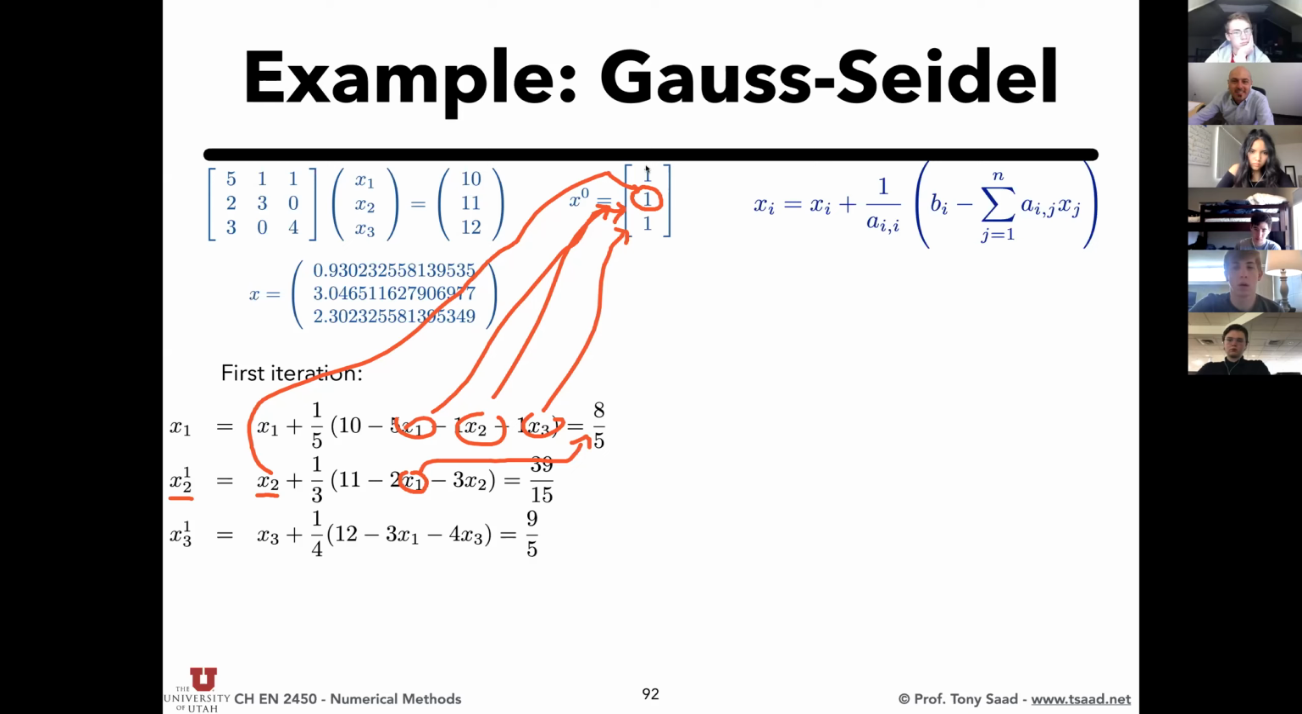Speaking of, Professor, yes. Braden speaking. Why does X2 not depend on X3 in this case? Oh, never mind. I see why. Because in our equation, there's a 0. Yeah, there's a 0 coefficient. Thanks, Braden.